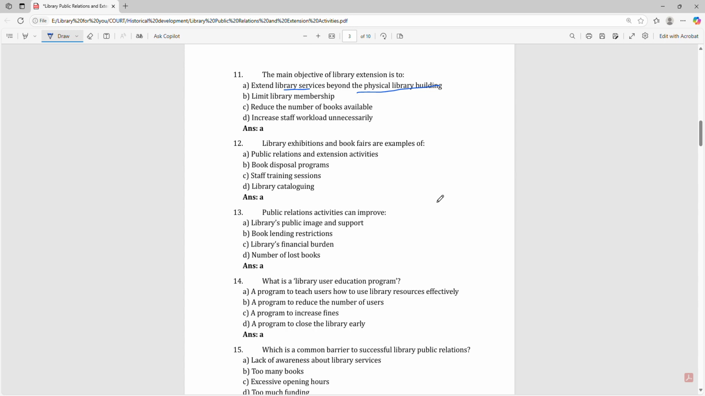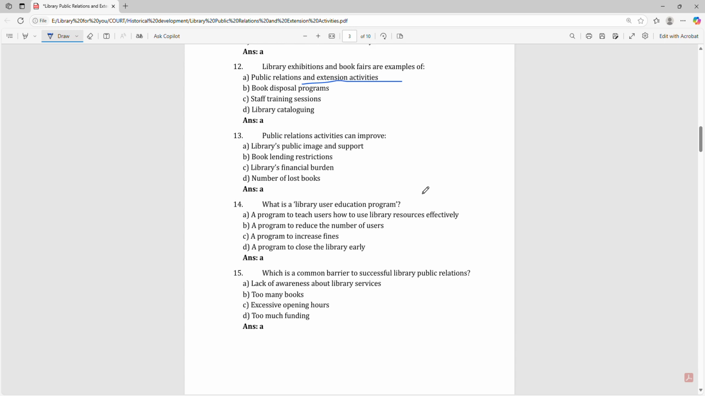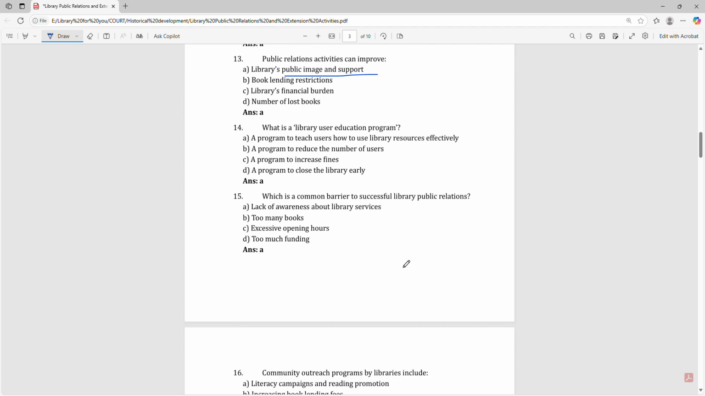Library exhibition and book fairs are examples of public relations and extension activities. Public relations activities can improve libraries' public image and support. What is a library user education program? That is a program to teach users how to use library resources efficiently.